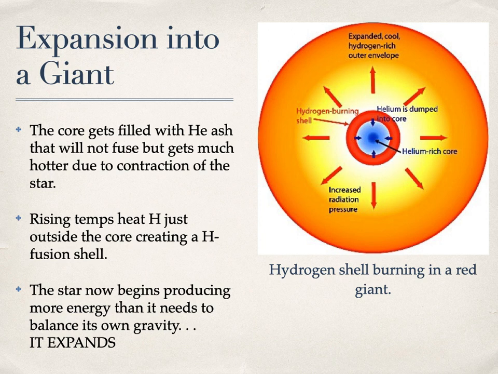So the hydrogen shell is burning there in a red giant. You can see there, it expands, it cools in the outer part of the star. We've got this helium-rich core that's building up, getting dumped in there, and the hydrogen's fusing just outside of that. So what's happening to the helium? It's becoming helium ash inside the core. It's falling down into the core.